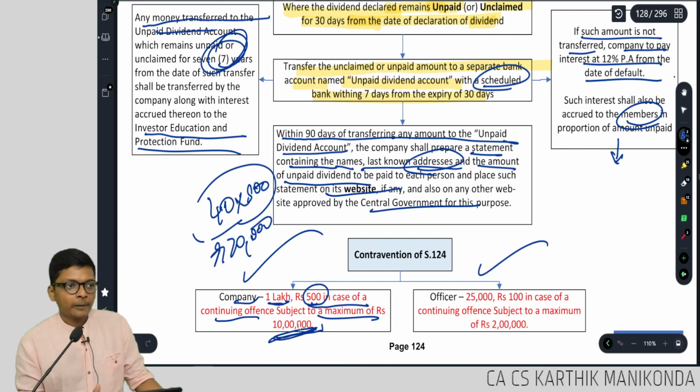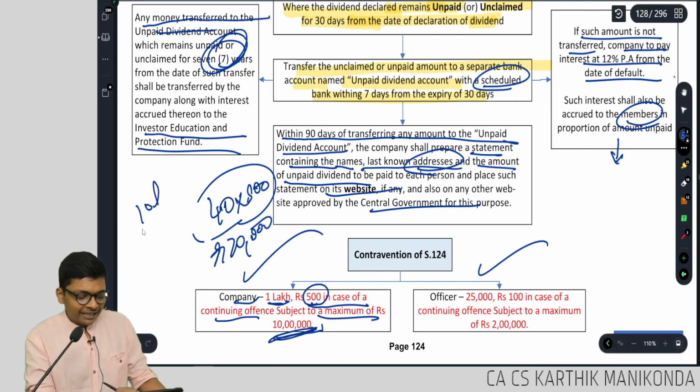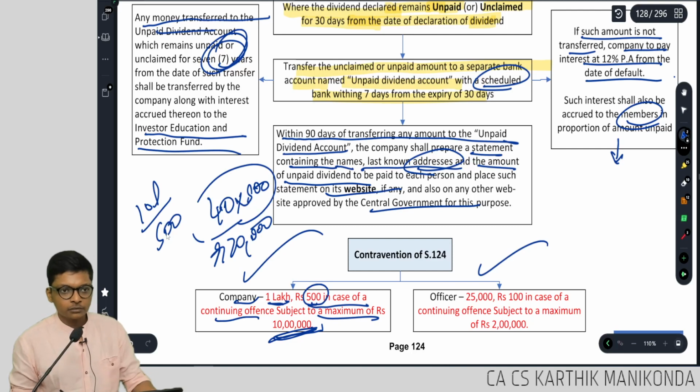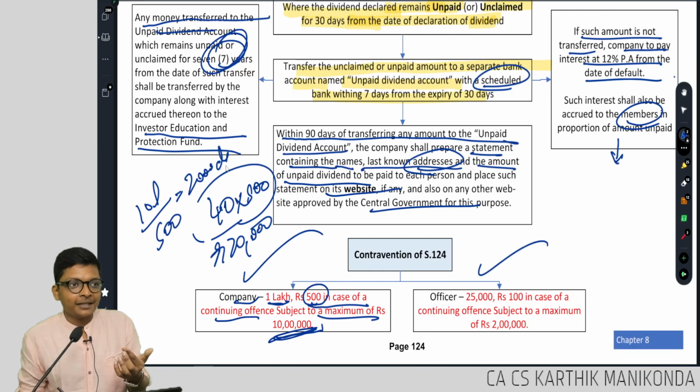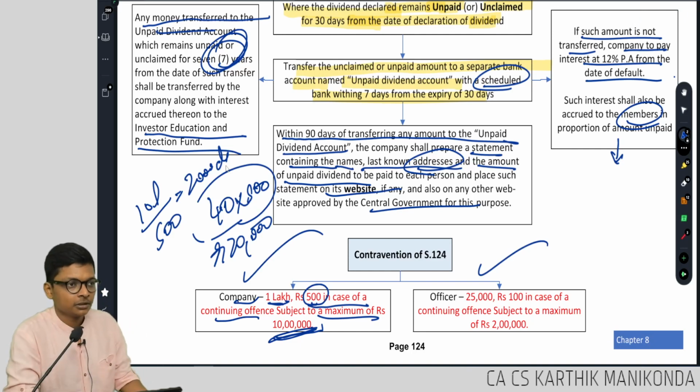That means what? Divide 10 lakhs by 500. How many days are you getting? 10 lakhs by 500, how much are you getting, guys? Up to 2000 days he is giving penalty. Beyond 2000 days, he is saying you stop the penalty. Are you following, guys? 2000 days is how many years? Close to 6 years. Are you following, guys?